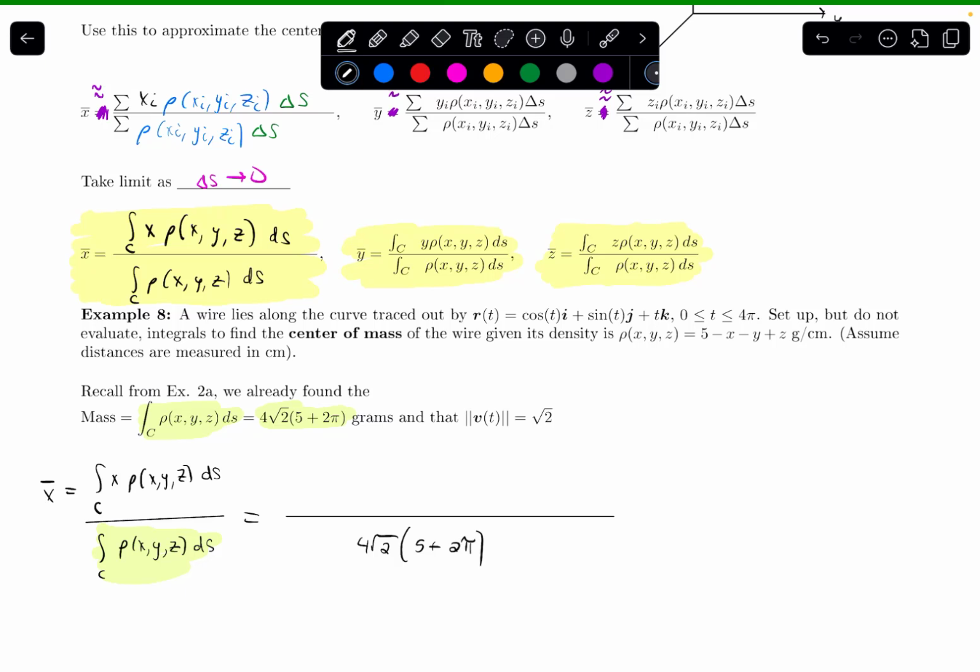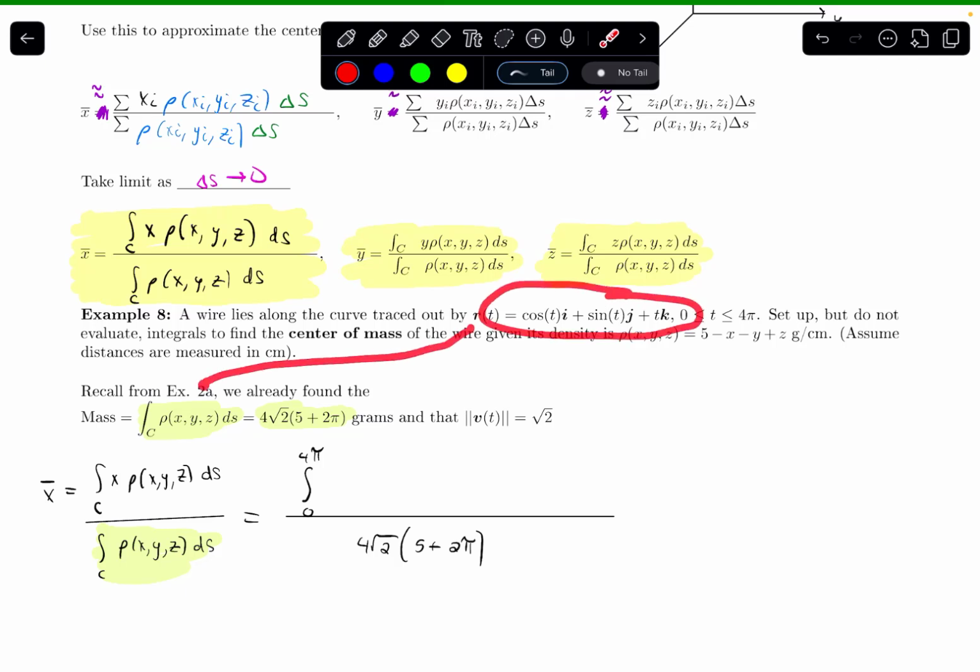Okay, and then up top, let's convert this line integral into an integral. Like, how do we evaluate a line integral? Well, t is going from 0 to 4 pi, so 0 to 4 pi. And then the way I start my line integral is we plug in our parameterization into this function.